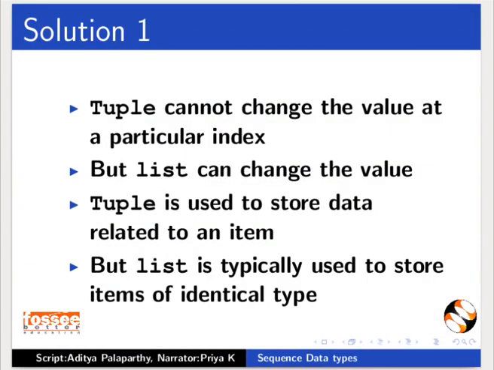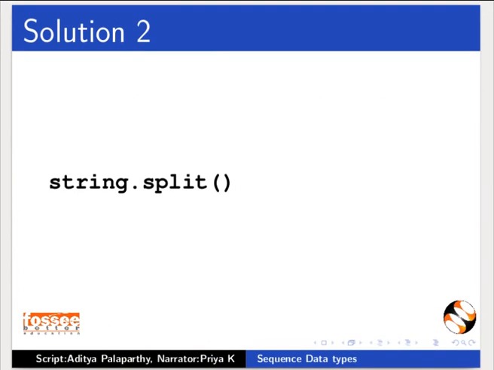And the answers? First, the major difference between tuple and list is that tuple cannot change the value at a particular index, but list can change the value. Tuple is used to store data related to an item, but list is typically used to store items of identical type. Second, to split the string on white space, we use the split function without any argument.